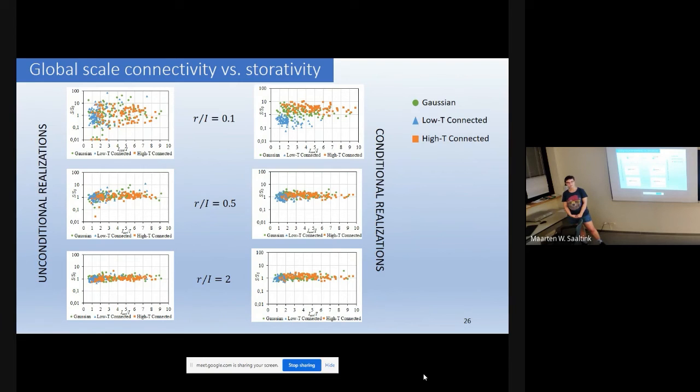When R over I is equal to 2, all the organizations are very similar. So that's why there's more correlation. Yes, of course. That's a reason. But she needed to show when this started.